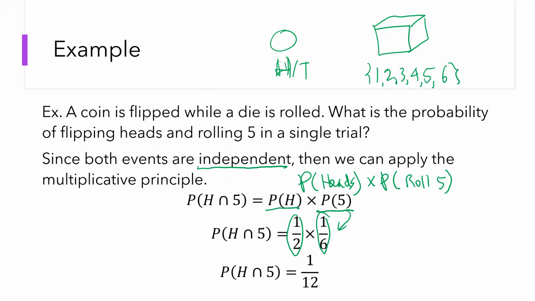That means that the probability of getting heads in the coin toss and 5 in the die is 1 out of 12. That's it. So let's look at one last example here.